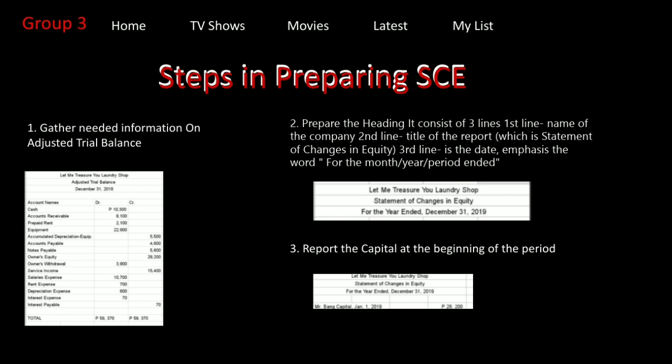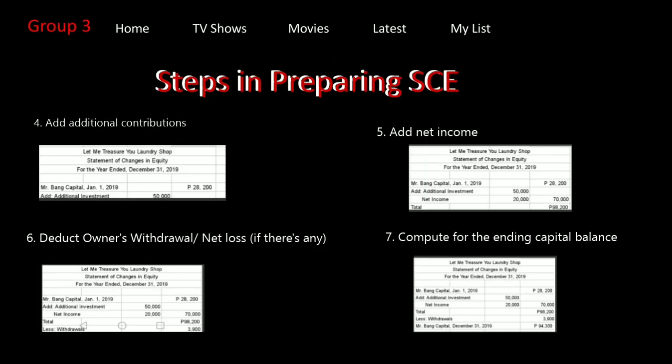Step number three is to report the capital at the beginning of the period. According to our example, at Let Me Treasure You Laundry Shop, Mr. Bang, who is the owner of the business, has the initial or beginning capital of 28,200, which we can find in the adjusted trial balance of 2018. The next step is to add additional contributions. In our example, Mr. Bang added 50,000 of additional investment for the year 2019.